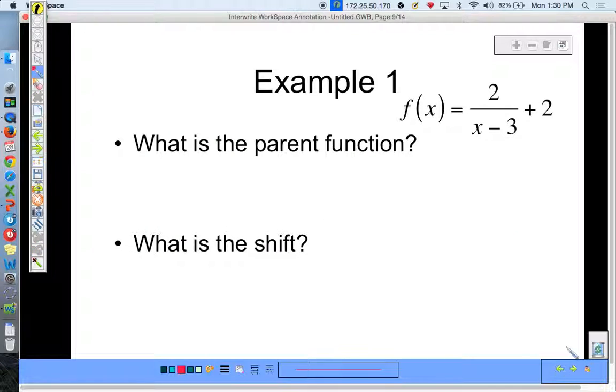So when we take a look at this, first thing we're asked to do is identify the parent function. Well, our parent function is that 1 over x. So now what's happening to it? Well, the easiest one is going up 2. Minus 3, it's going to the right 3. But what does that 2 do? So we have to think, the 2 isn't directly affecting the x, it's affecting the whole thing, because that's the same as 2 times 1 over x. So that would be a vertical expansion with a scale factor of 2.